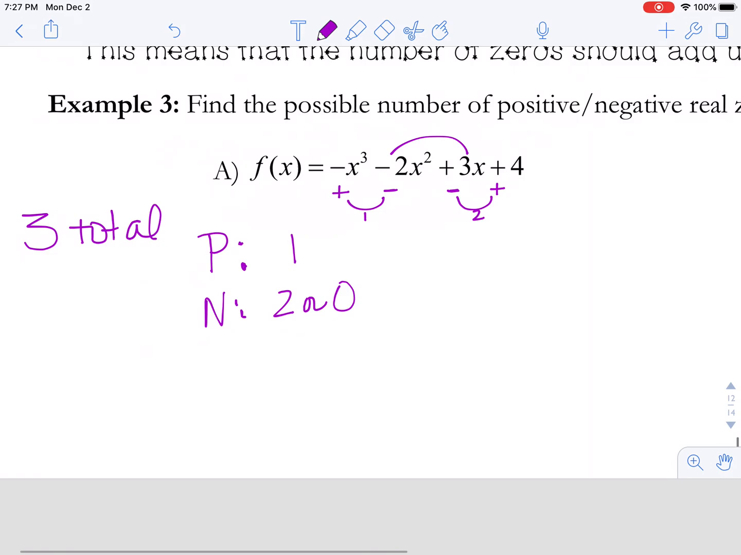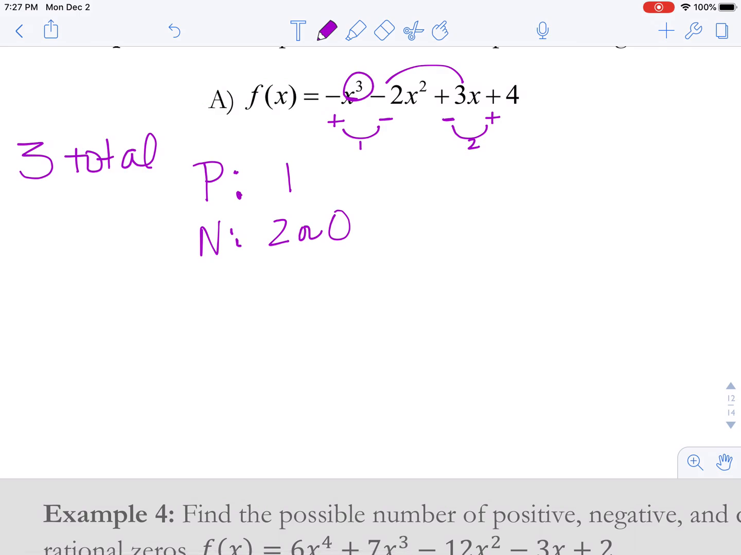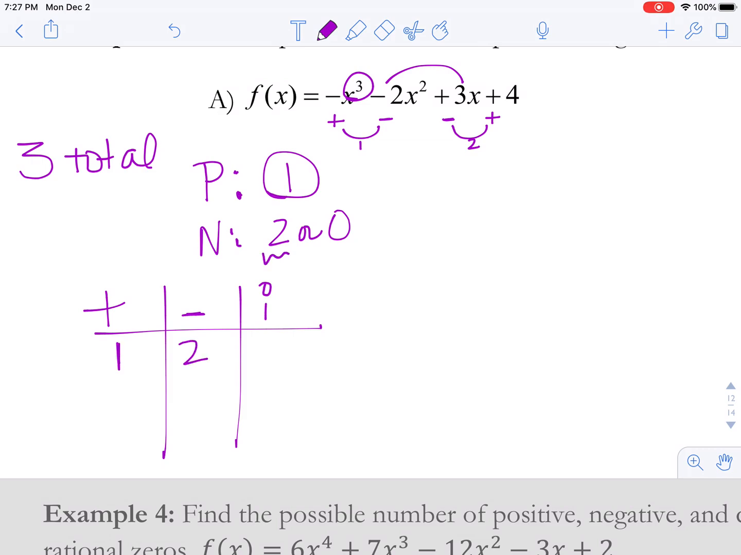Now, we know that there are a total of 3 because of this highest degree. And what I like to do is make a chart. I have positive zeros, negative zeros, and imaginary. So let's say I have 1 positive. I could have 2 negative. 1 plus 2 is 3, so that means I would have 0 imaginary. So this is 3 total. I could also have 1 positive, or I could have 0 negative. That means I would also have to have 2 imaginary, because that adds up to 3 total.